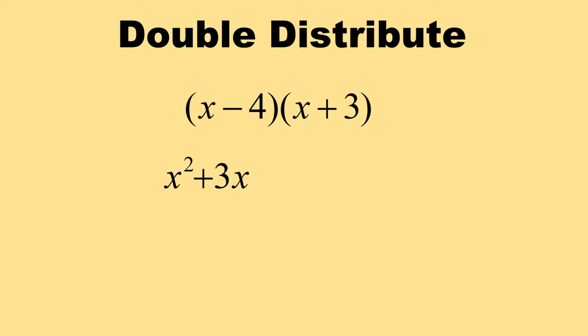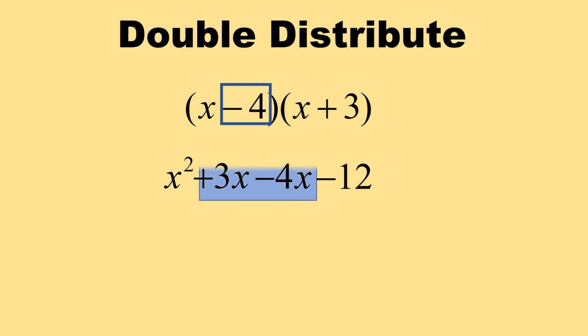Now that you've done the first term in both, you have to move to the second term. Remember, you're always going to take the sign with it. So this is not just 4, this is negative 4. So I'm going to take negative 4 times x for a negative 4x, and then negative 4 times 3 for a negative 12. You'll notice that you have some like terms. These two middle terms are like terms. They both just have x's. So if I combine those like terms, I'll have x squared minus x minus 12. And that will be the product of those two binomials.